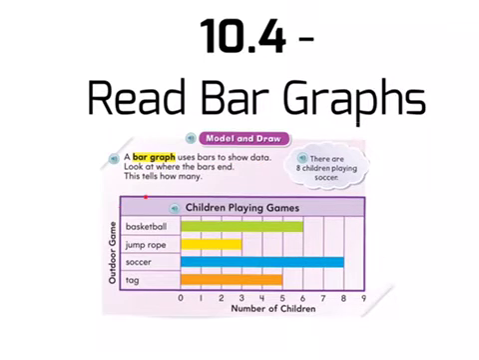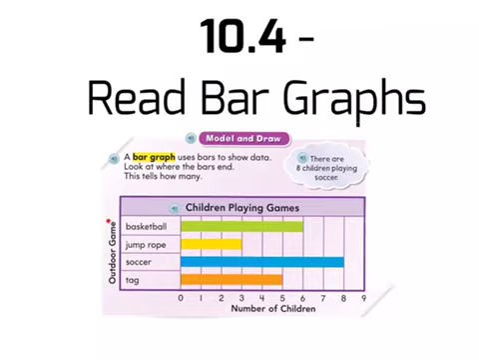So in this example of a bar graph, you can see these bars are showing the data of the number of children playing games. So look at where the bars end. This tells how many. Wherever this bar ends tells you how many. So down here you see numbers.